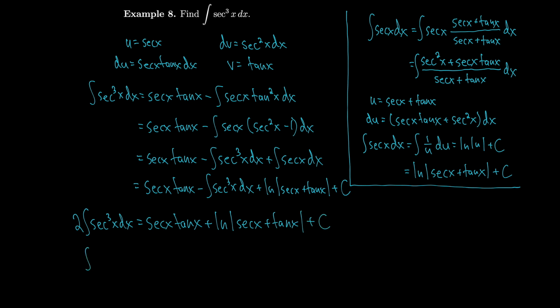So dividing by 2, I get that secant cubed, when I take the integral, is equal to half of secant tangent plus the natural log of the absolute value of secant plus tangent plus c.